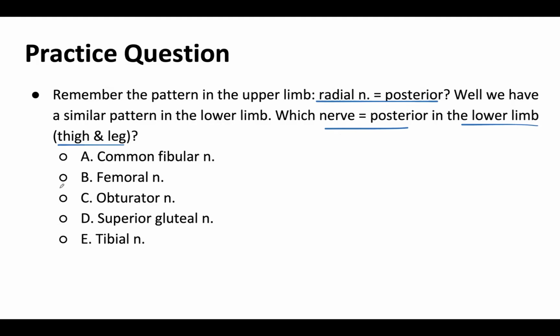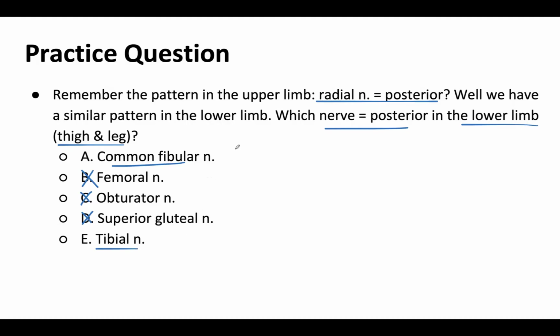Well, hopefully we remember that the femoral nerve is innervating the muscles of the anterior compartment of the thigh. So anterior, not posterior. Not correct. The obturator nerve is innervating the medial compartment of the thigh, so that's not it either. The superior gluteal nerve does not innervate the posterior thigh or leg, rather it innervates the gluteus medius and minimus. So that leaves us with the common fibular nerve and the tibial nerve.